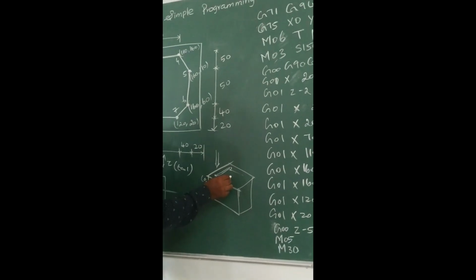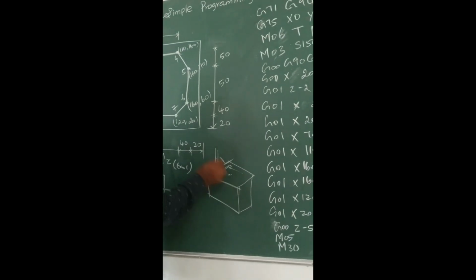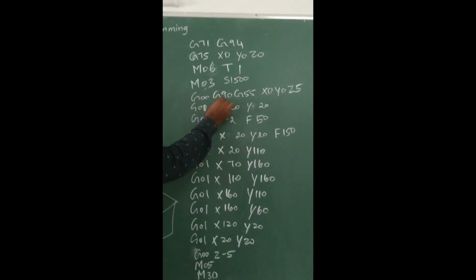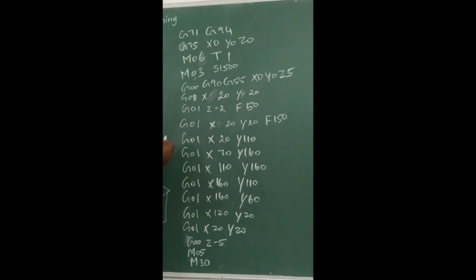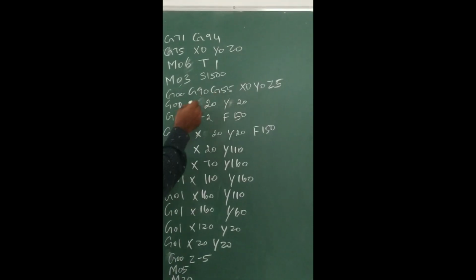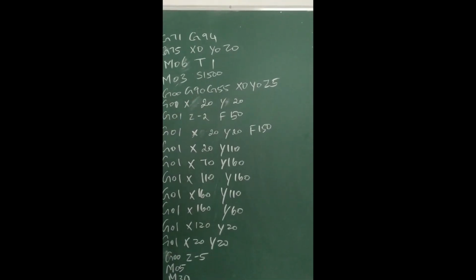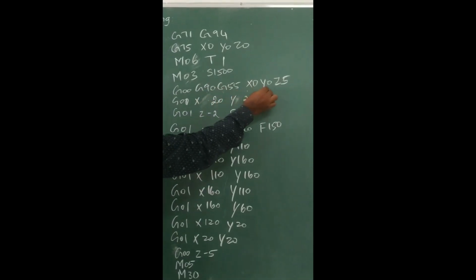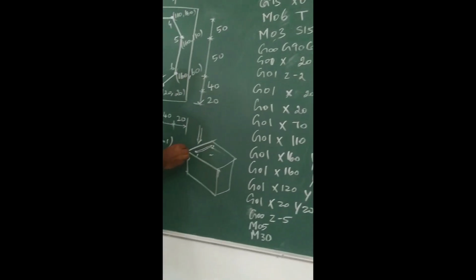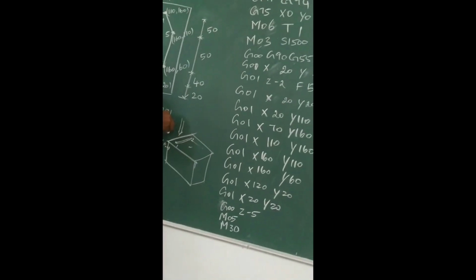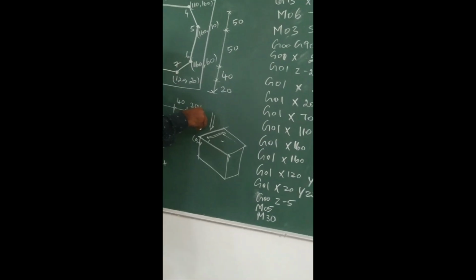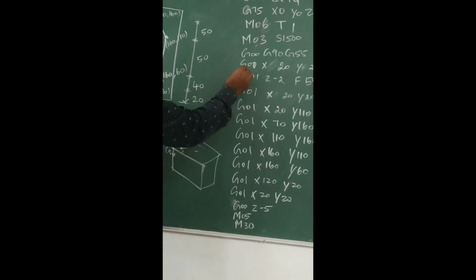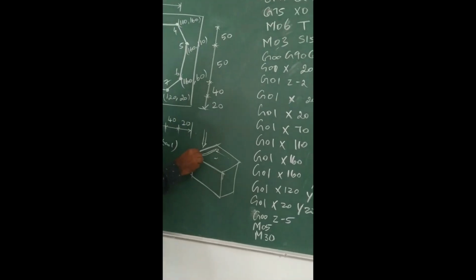You can write a program from this reference point also. If I select the reference point in the center, the coordinate values will change accordingly. So G00, G90 is the absolute method of programming, and G55 is the offset in which we save this reference point. So this is G55 and X0, Y0, Z5. It indicates that the cutting tool will be placed at this reference point, at a gap of 5 mm. Now I have to move this tool to the first point.